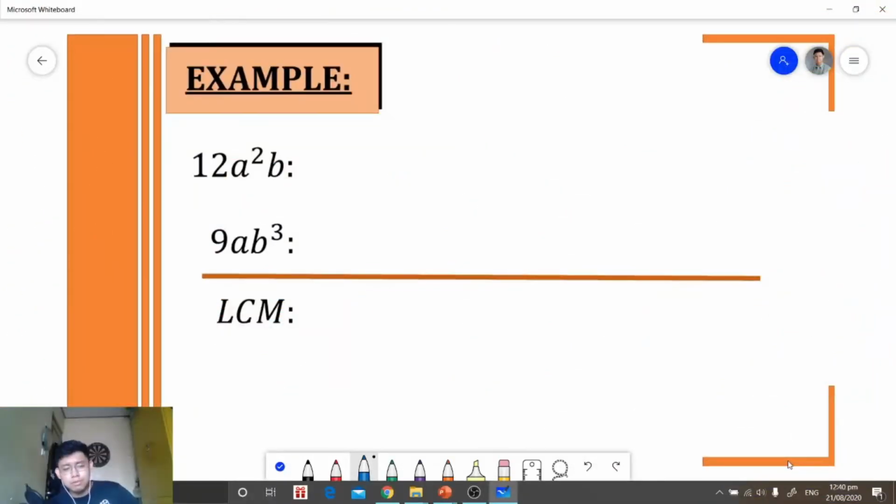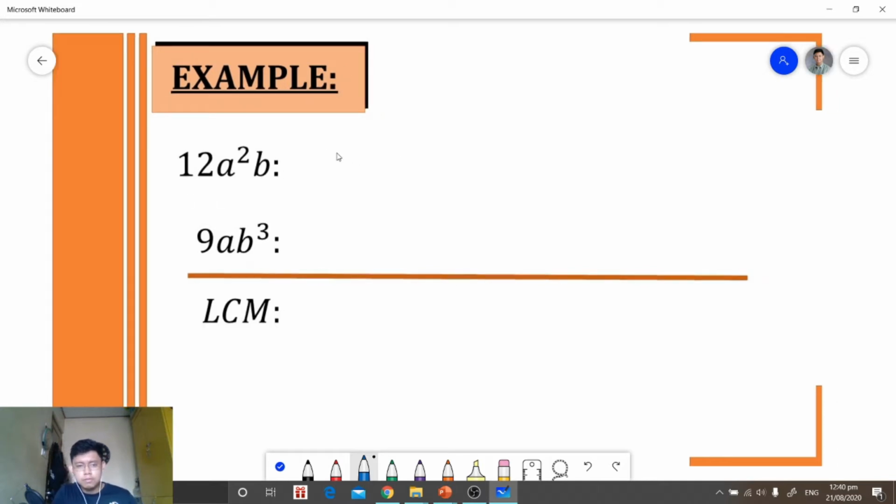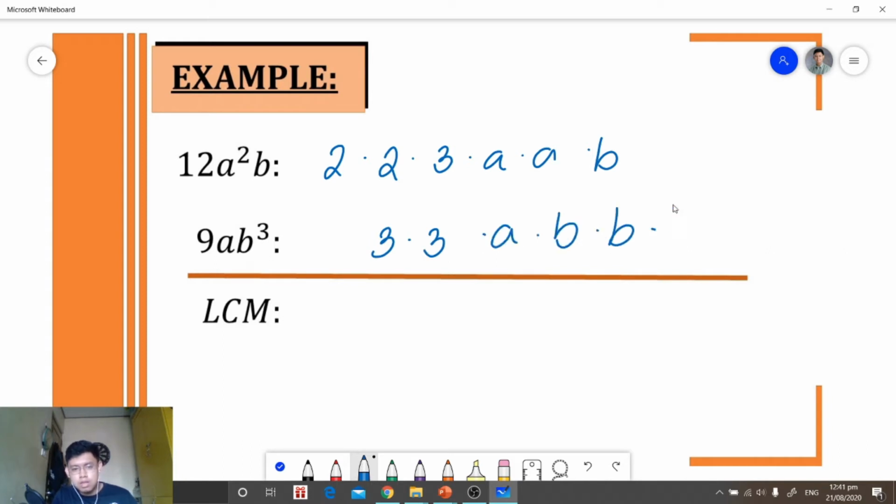For example, we're going to get the LCM of these two given monomials. If you're given two monomials, get the prime factors of our numerical coefficient. So we will have 2 times 2 times 3 times a times b. And then for our second given, we're also going to get the prime factors. So we have 3 times 3 times a times b times b times b.